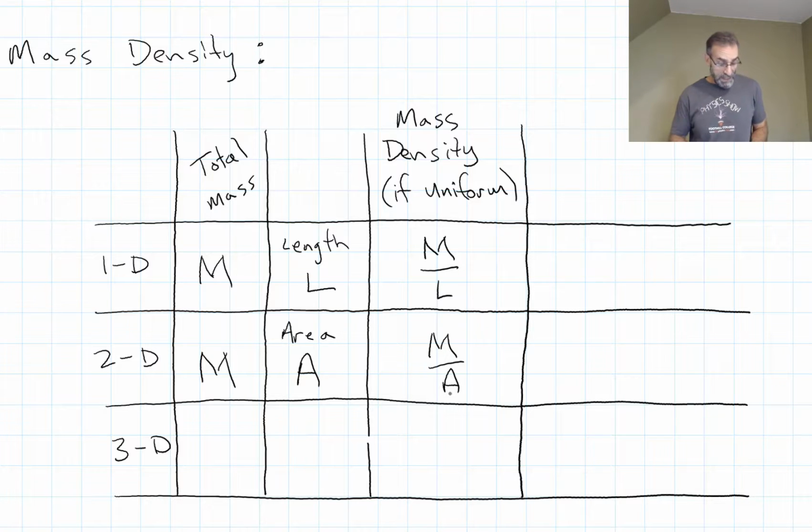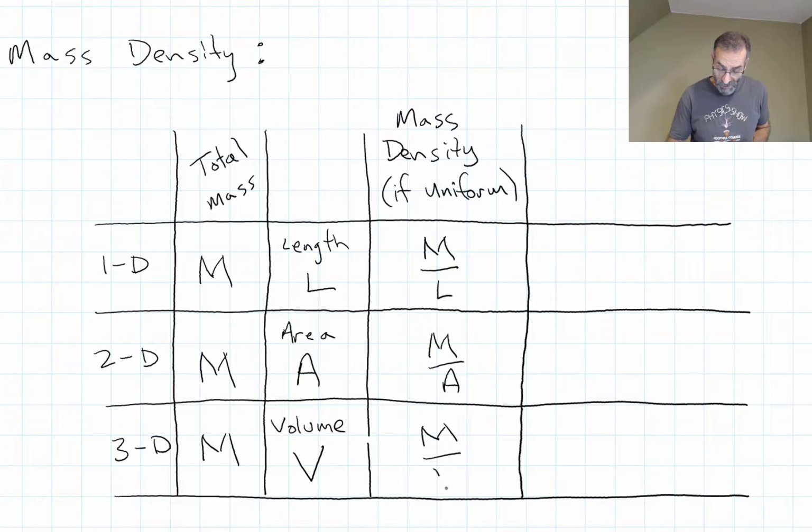And if we have a three-dimensional object, it might also have some total mass m. But now what are we concerned with? Volume V. And what would the mass density be? It would be the mass per unit volume.